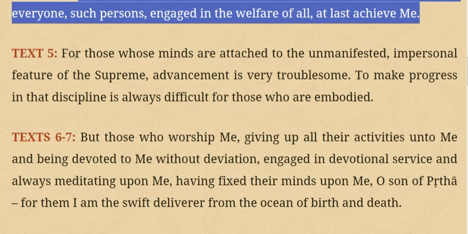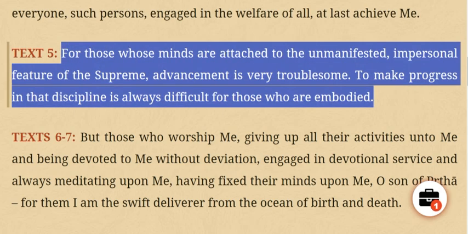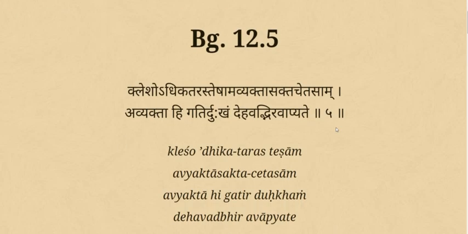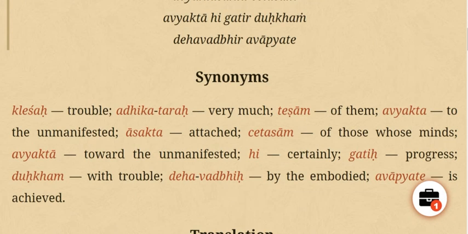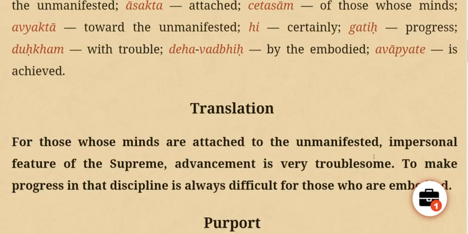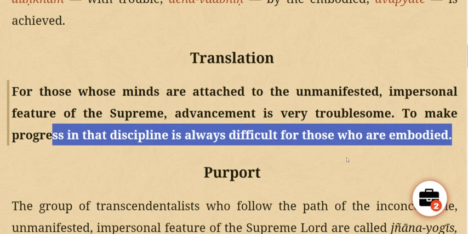How easy or difficult is the process. So he says, for those whose minds are attached to the unmanifested, meaning those who want to go to this aksharam, Brahma Jyoti, the impersonal feature of the Supreme, advancement is very troublesome. The word that he uses is klesha. Trouble. It is very troublesome. To make progress in that discipline is always difficult for those who are embodied. So that is the difficulty.